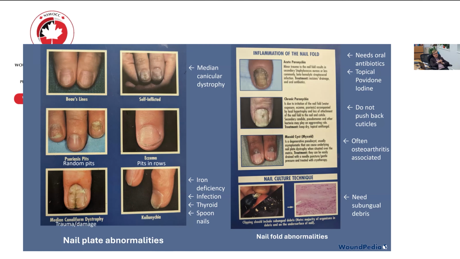On the bottom is nail clippings, and these nail clippings, the most fungus is in the debris underneath the nail. So if you clip the nail, make sure that subungual debris is there. And on the pink left-hand side, you can see the hyphae of the fungus, so that would be a positive microscopic examination. Next slide.